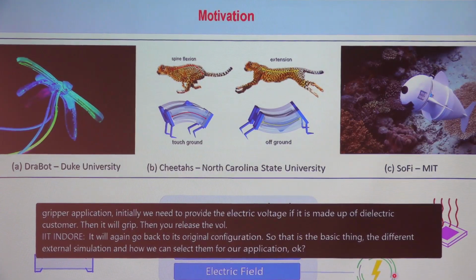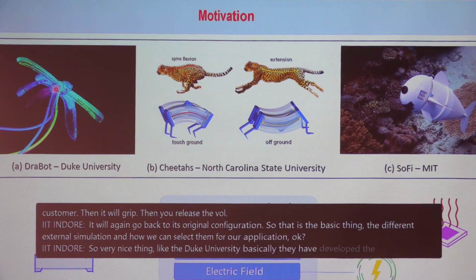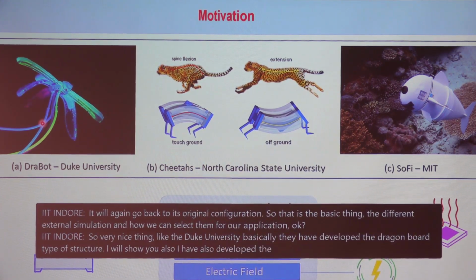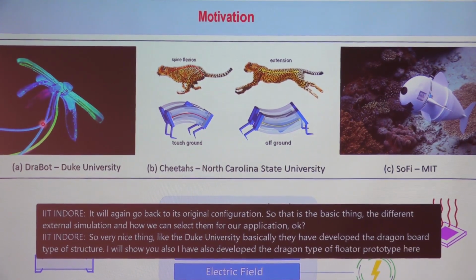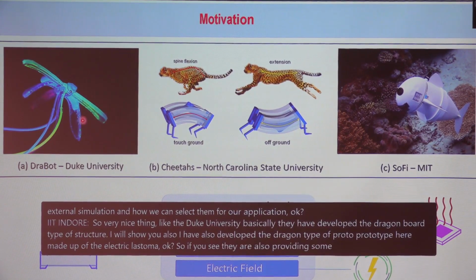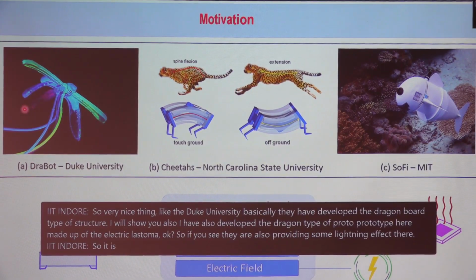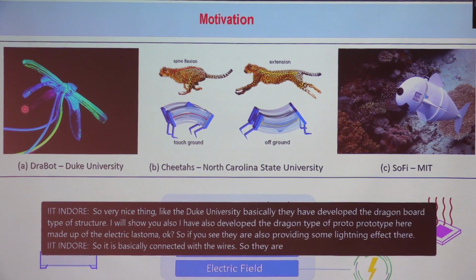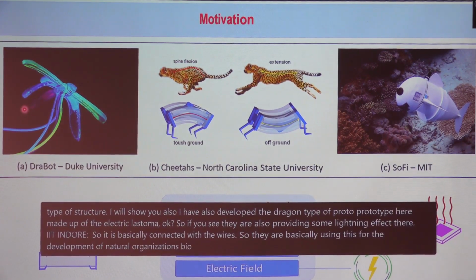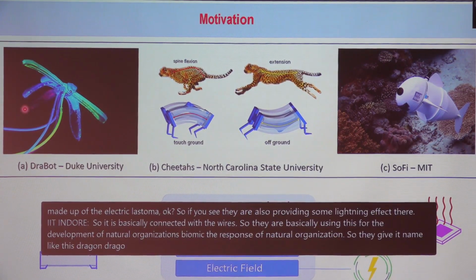Very nice thing, like Duke University, they have developed a dragon boat type of structure. I will show you also. I have also developed a dragon type of floater prototype here, made up of dielectric elastomer. Okay. So if you see, they are also providing some lighting effect there. It is connected with wires. They are using this for the development of natural organisms, to biomimic the response of natural organisms. So they gave it a name like this, drabot.